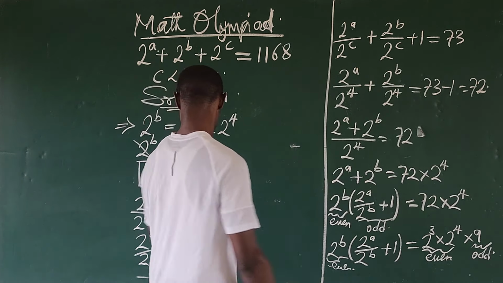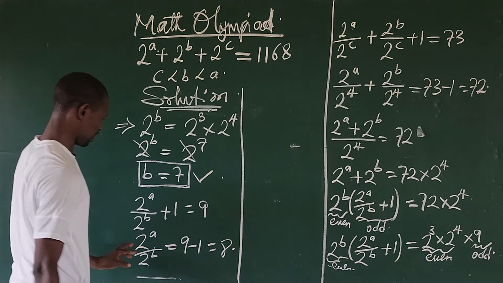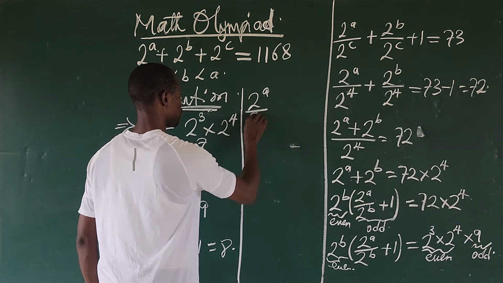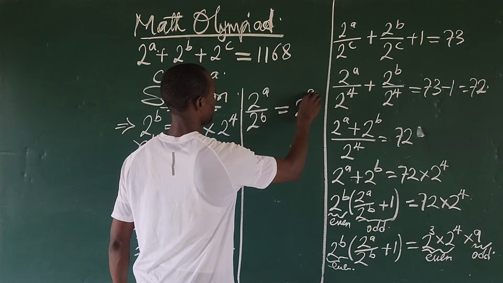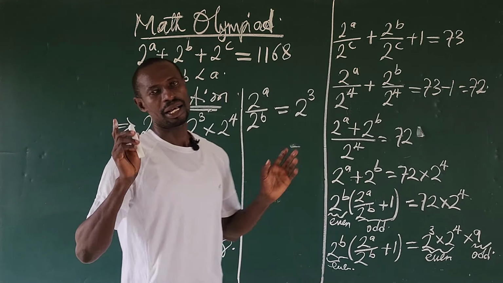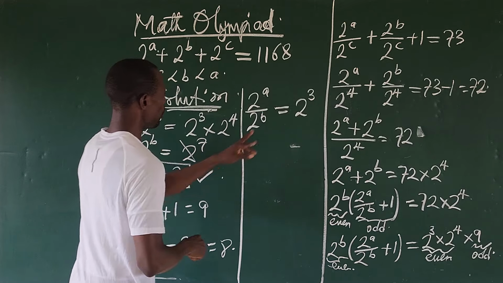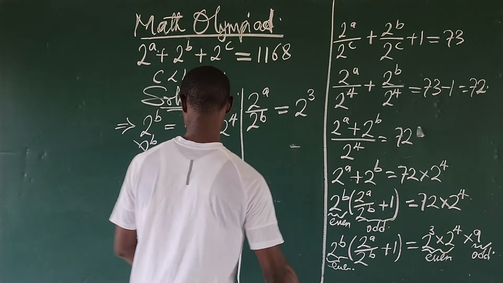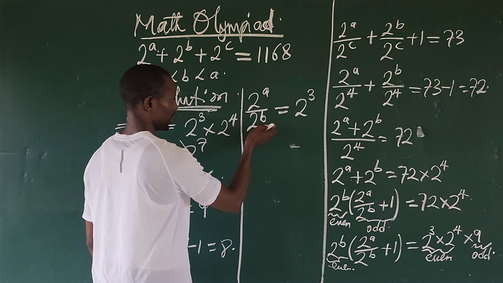So let's continue here again. All right. So let's continue here. This will now give us 2 to the power of A all over 2 to the power of B is equal to 2 to the power of 3, because 8 can be expressed as 2 to the power of 3. We all know that, right? Good. We have already solved for the value of B already, right? Where is it? We have it to be 7 here. So we can put in 7 in this place here.